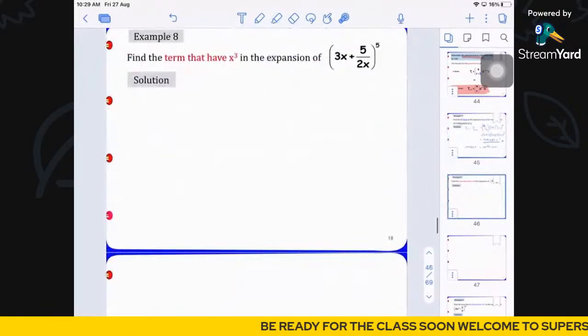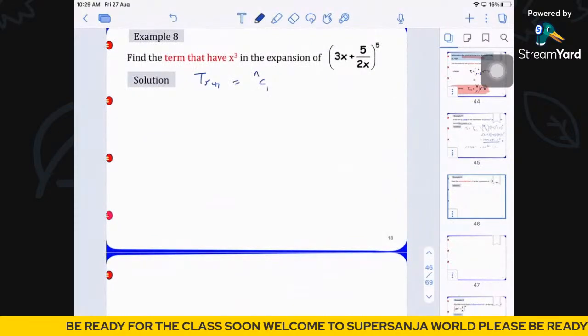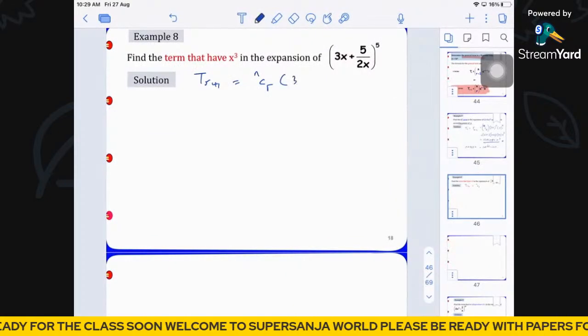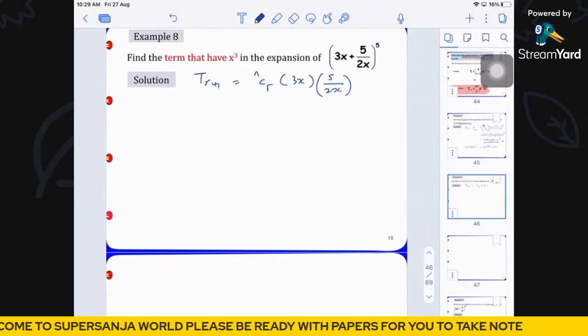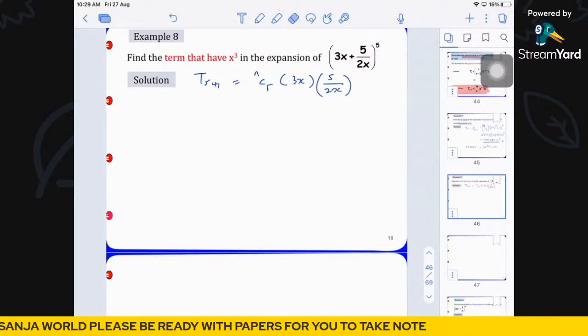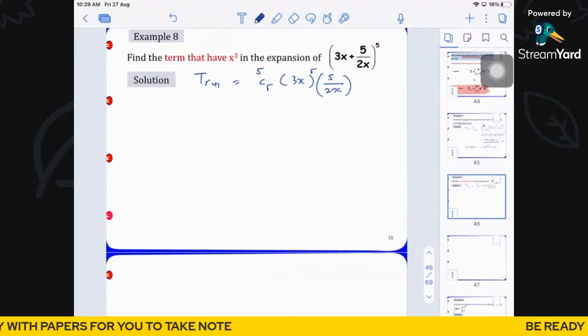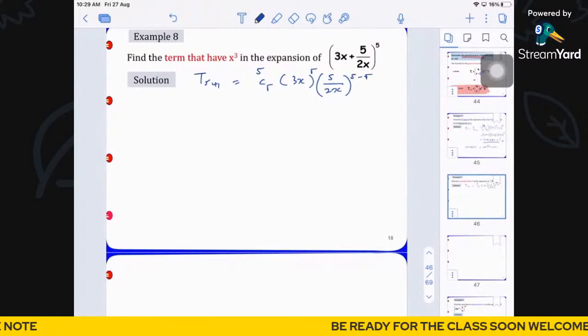So I know that I can write down the formula which I'm going to use, T r plus 1 equals nCr. Okay, a here I'm going to put 3x. B there I'm going to put 5 over 2x. It's up to me. Okay, up to me. The n there I know is 5 already. So if this is r, this is going to become 5 minus r. Agree with that? Okay, that is going to become 5 minus r.